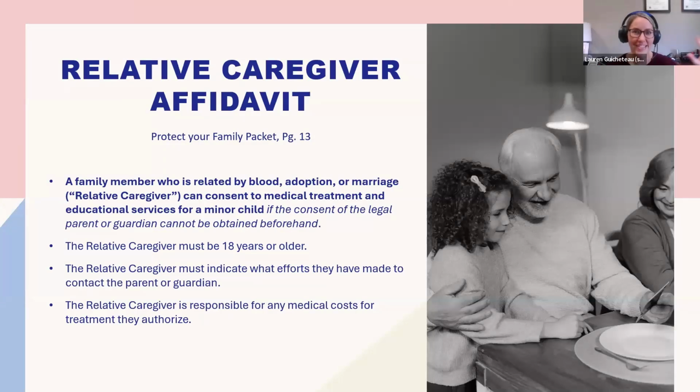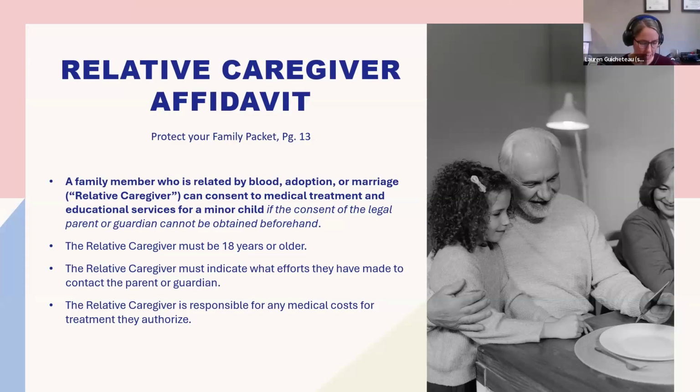So that's sort of the first set of forms. Now, the second forms that are important are the relative caregiver affidavits. And these forms are done after the fact if a parent is unavailable and didn't do the delegation or make that plan ahead of time, and the child's now with a family member and that family member needs to take some action to provide care.